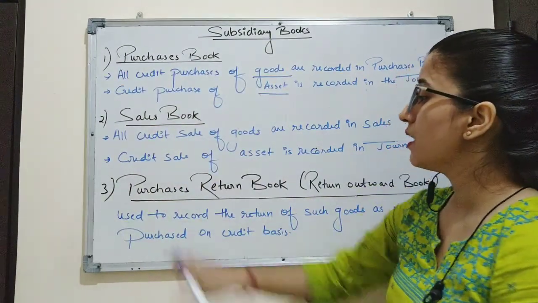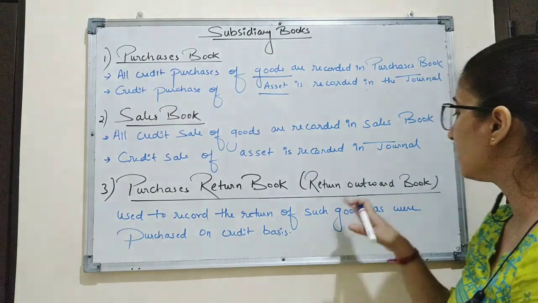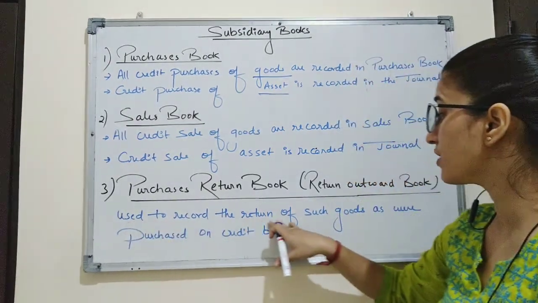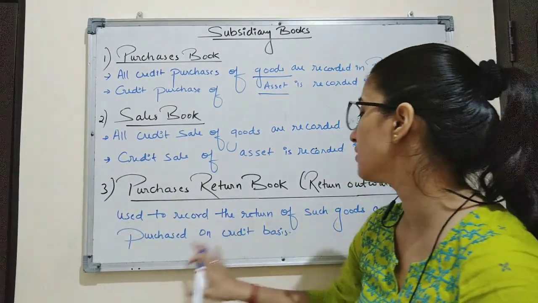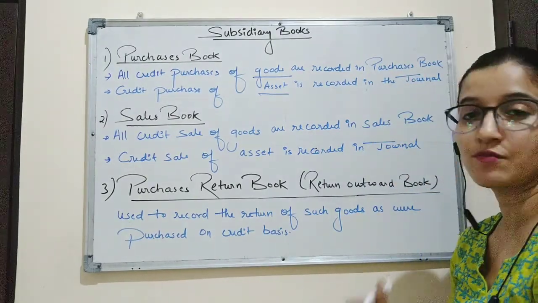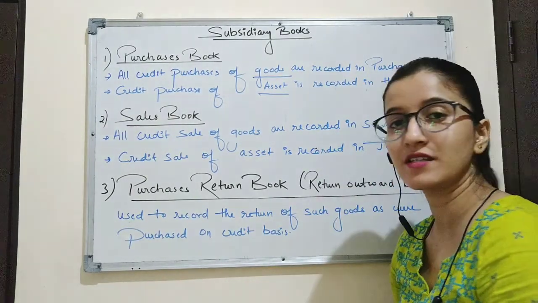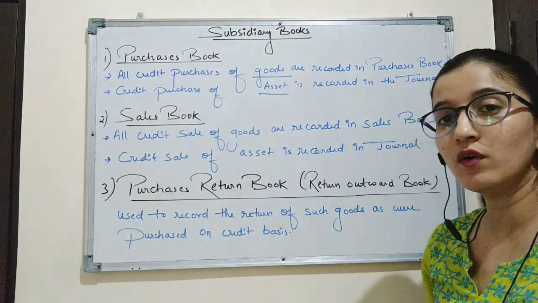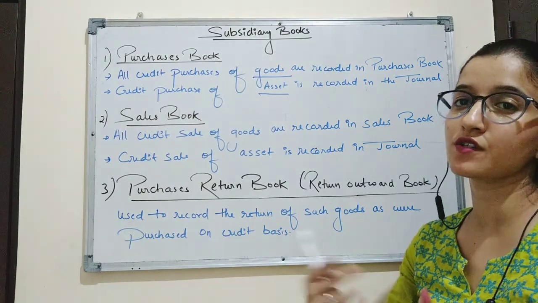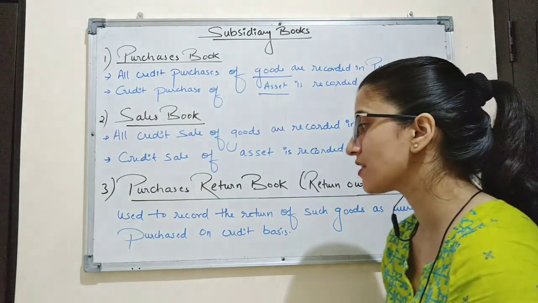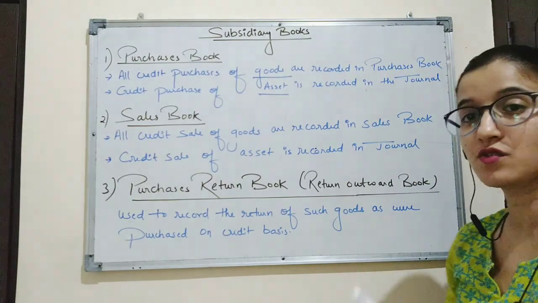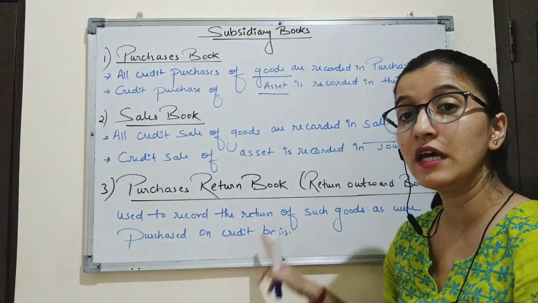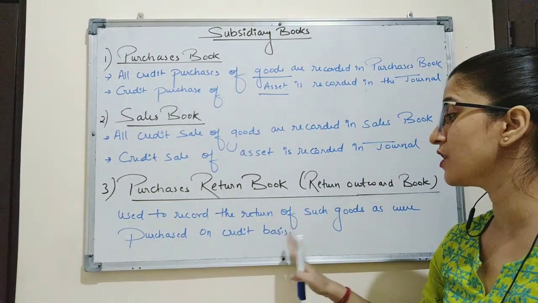The third subsidiary book is purchases return book, which is also known as return outward book. Purchases return book is used to record the return of such goods as were purchased on credit basis. For example, if a business has purchased goods on credit and now has returned some of the goods because of defects, these transactions will be recorded in purchases return book. So we record the return of purchases made on credit basis.